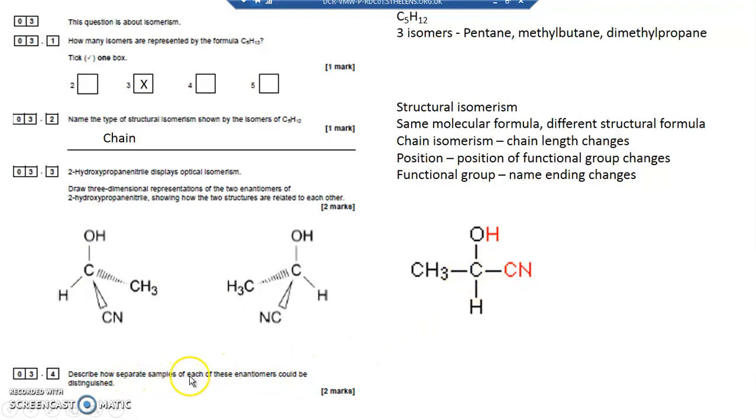Describe how these separate samples of each of the enantiomers could be distinguished. They rotate plane polarized light in different directions, so in opposite directions. You've got to have the word rotate, you've got to have the word plane, and you've got to have the word polarized light in different or opposite directions.